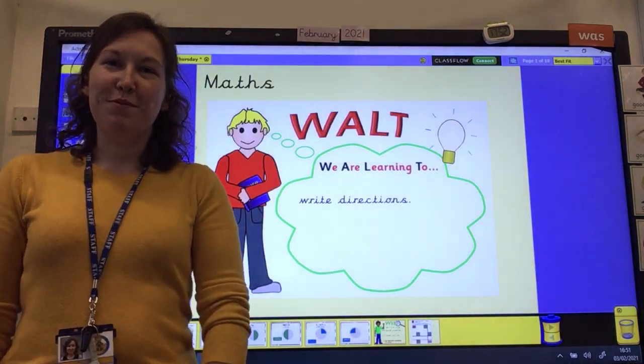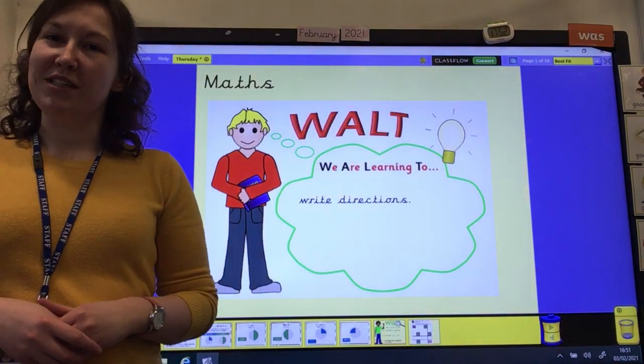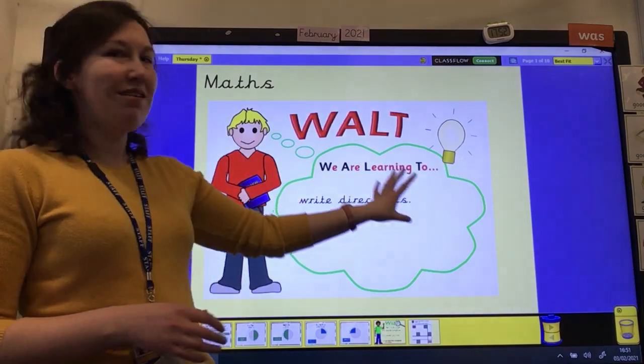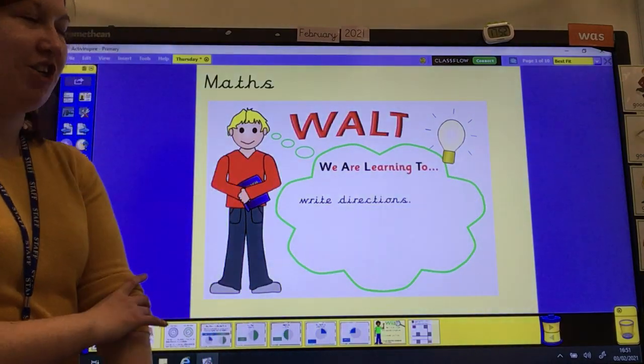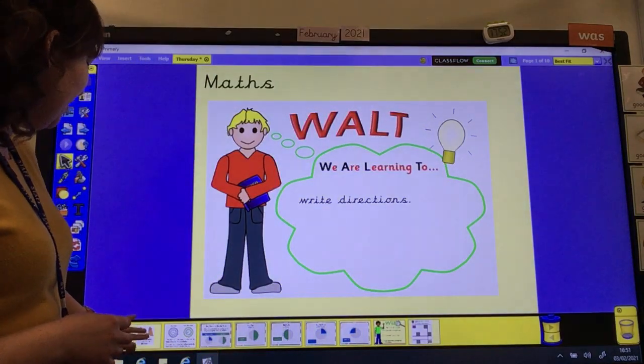Good morning everybody, it's Miss Moll here with Thursday's maths lesson today, and we haven't got a warm-up today because I wanted to get you going straight away. So today we are learning to write directions, and this is going to link into our work with fractions today.